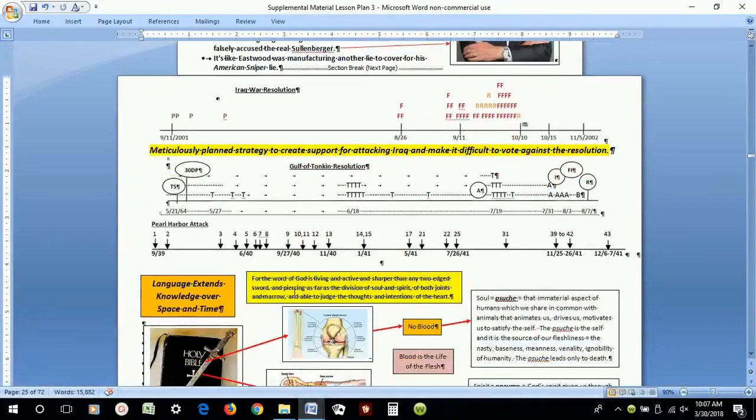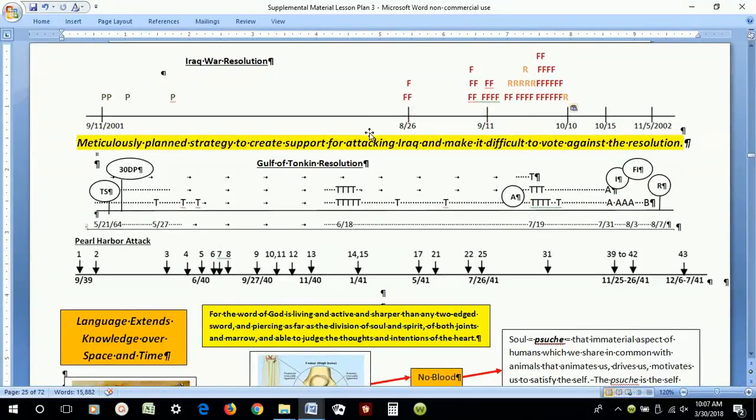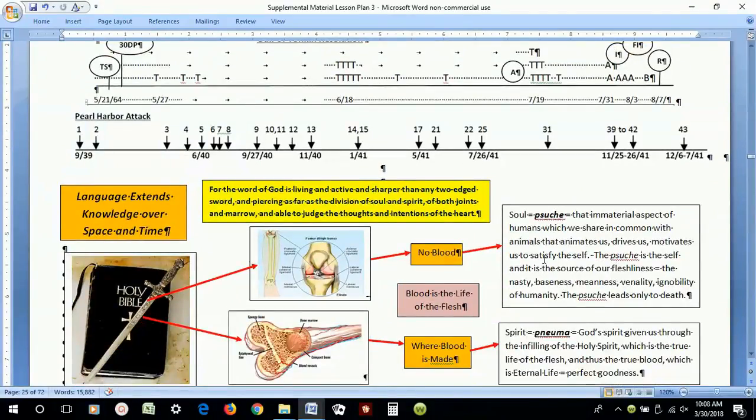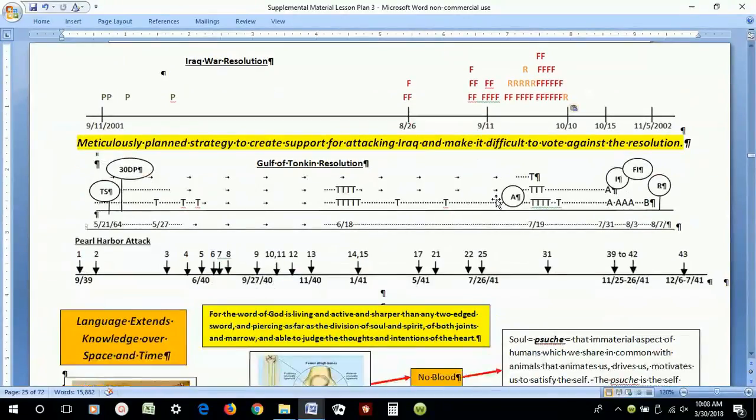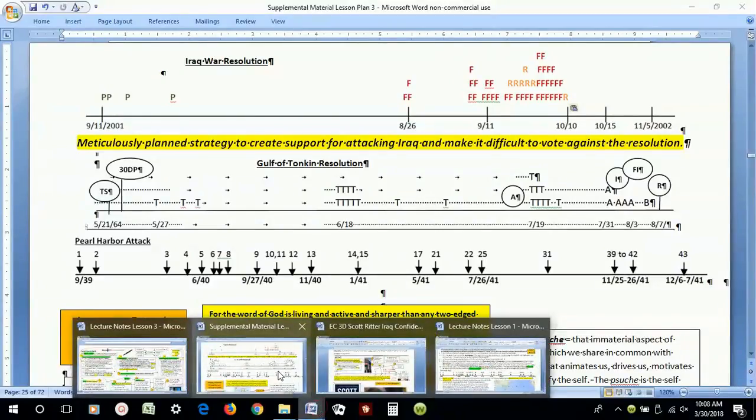So for example, all right, the plan to get us into the Iraq War resolution, the scheme for that, right? A meticulously planned strategy. It was planned out, right? The Gulf of Tonkin plan. Well, the plan was actually left behind, the 30-day plan, right? Pearl Harbor attack, right? And then all the detonators that I showed you, okay? So thoughts, plans, propaganda, words.